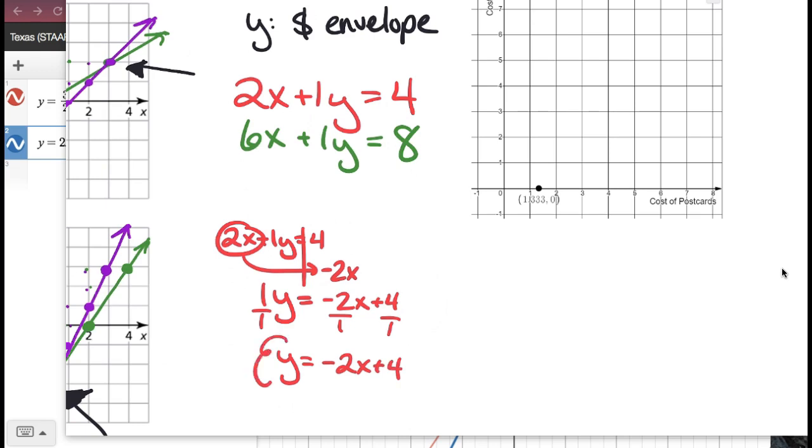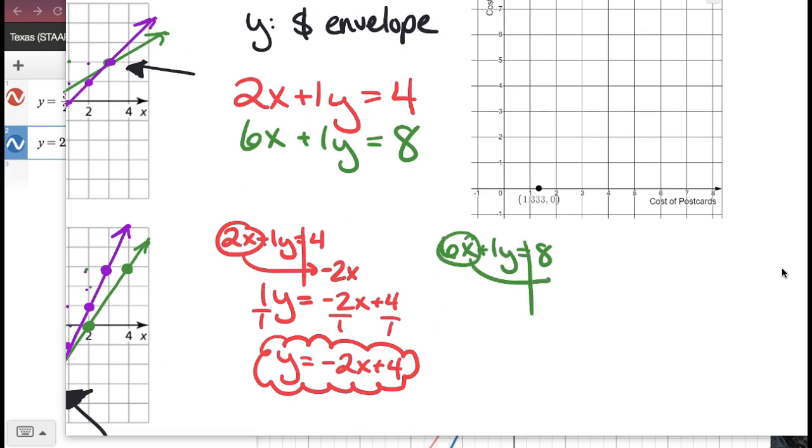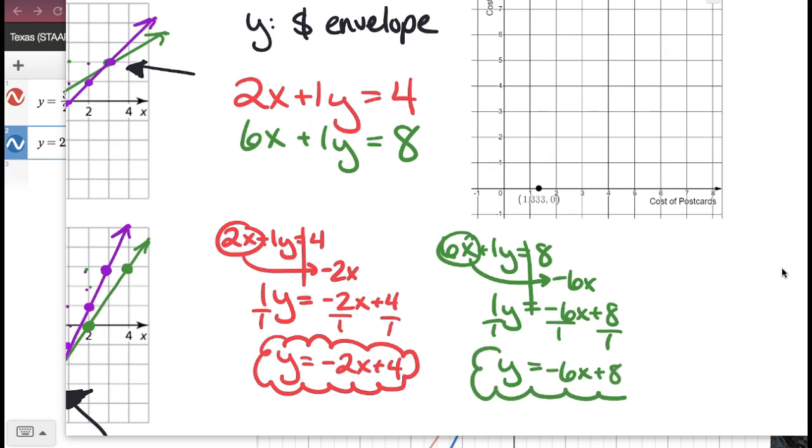Okay, here's my first equation that I'm going to graph. The second equation that I'm going to graph is 6x plus 1y equal to 8. But again, I need this to be in y equals mx plus b form. Cross a line, change the sign. 1y equal to negative 6x plus 8, divide by 1. And I would have y equal to negative 6x plus 8. Here's my second equation. So let's graph these things on the coordinate plane.